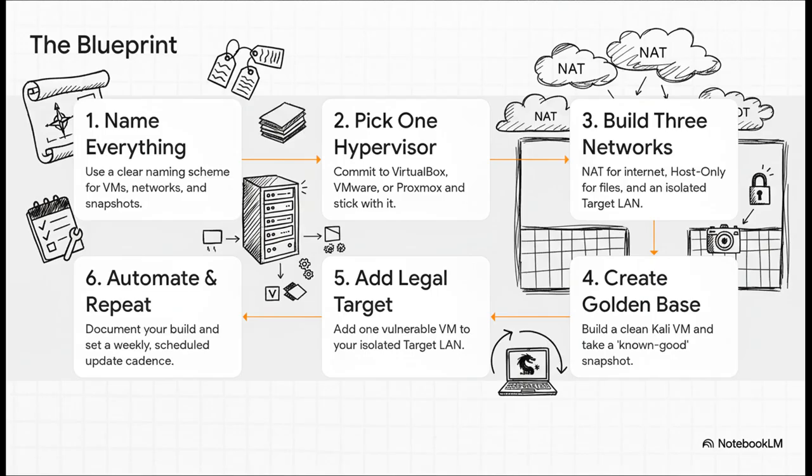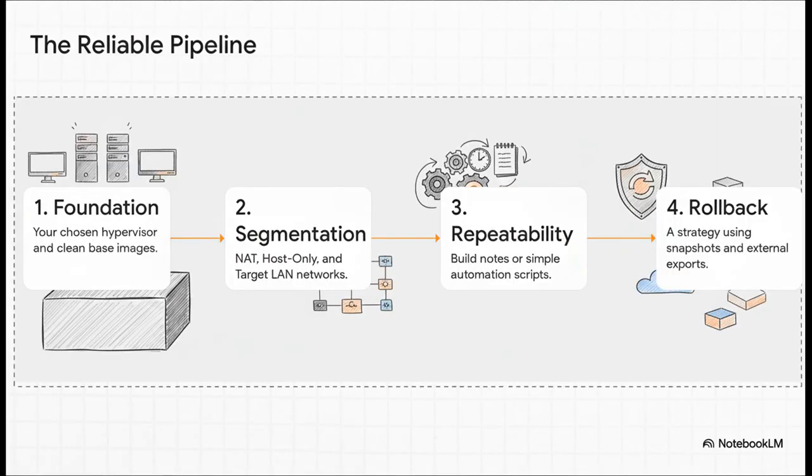That's the whole blueprint. And you can really see how it all fits together here, like a pipeline. You start with your foundation, the hypervisor and base images. On top of that, you build segmentation with your 3 networks. Then you guarantee repeatability with notes or scripts. And you wrap the whole thing in a safety blanket of rollback capability, using both snapshots and exports. Each piece builds on the last. It's a system designed to be tough.